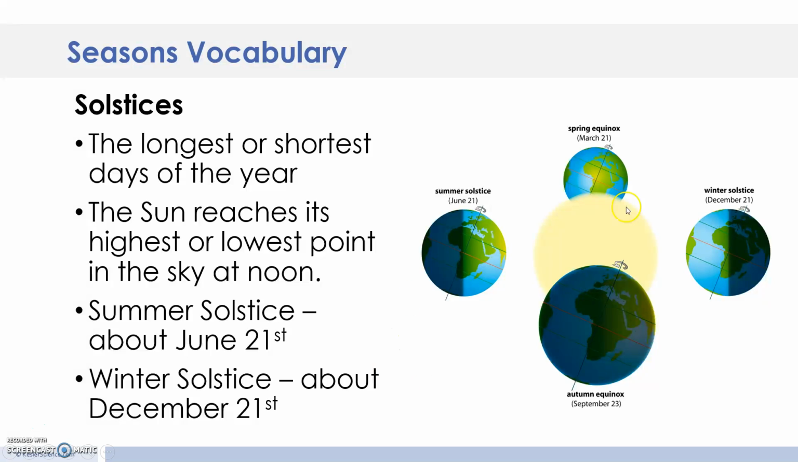So our summer solstice happens about June 21st. And then our winter solstice happens about December 21st. So in the summer, we have the most amount of sunlight that we're going to have all year long. And then in the winter, it's the shortest amount of sunlight that we're going to have all year long.